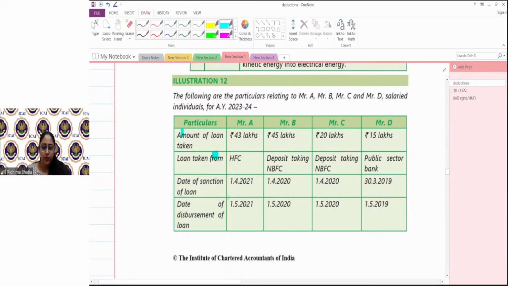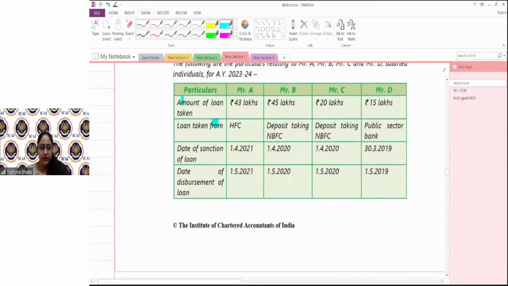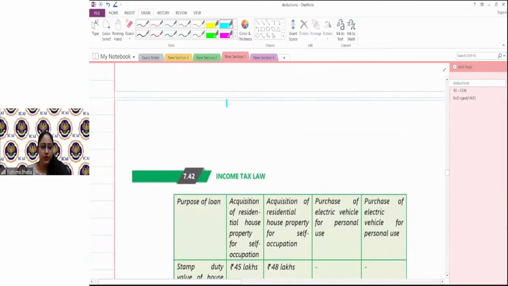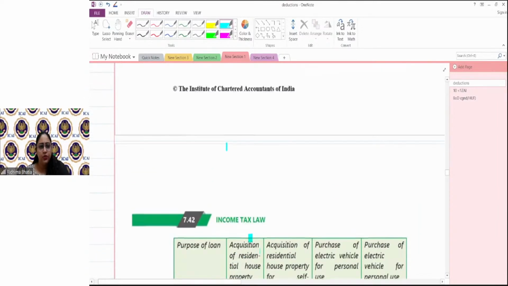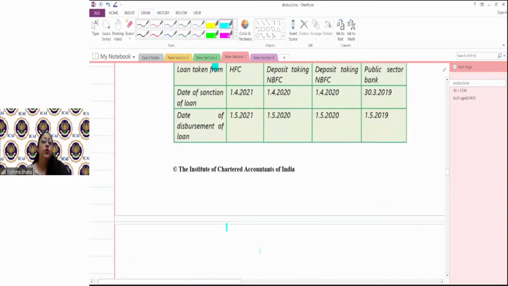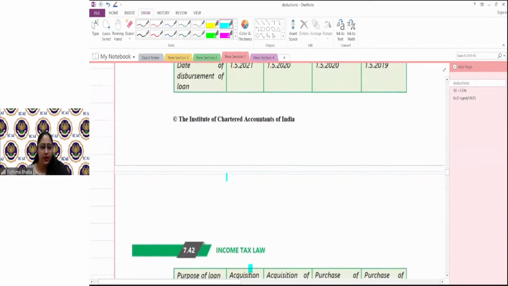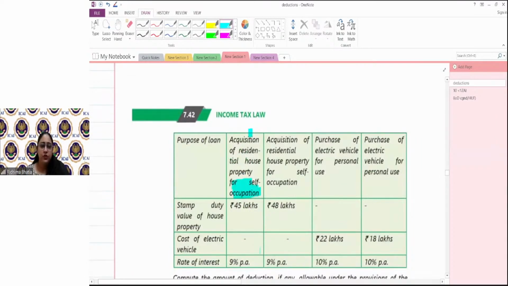So loan has been taken from HFC. Date of sanction of loan is 1st April 21. Date of disbursement is 1st May 21. Purpose of loan, which is very important: acquisition of residential house property for self-occupation. It is self-occupation, it is residential house property, which window is it? The 80EEA one, okay. Stamp duty value is 45 lakhs. Interest given is 9%. The first question is, all the conditions of 80EEA are fulfilled, yes or no?